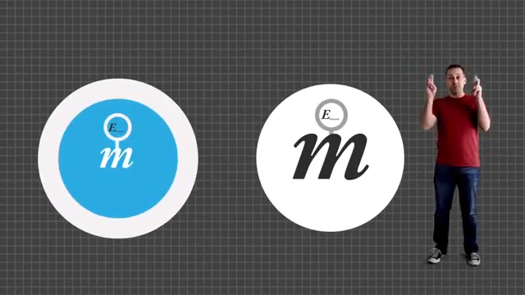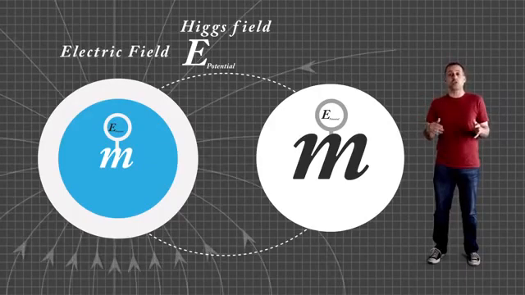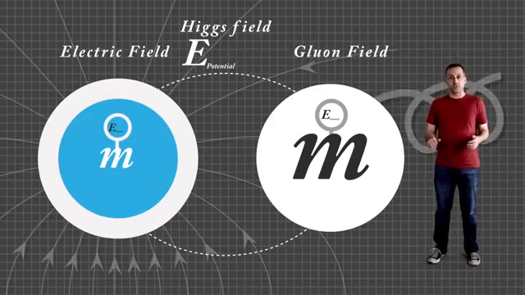For instance, there's the potential energy associated with the interactions of electrons and quarks with the Higgs field. And there's also potential energy that electrons and quarks have from interacting with the electric fields that they themselves produce, or in the case of quarks, also with the gluon fields that they themselves produce. Okay?